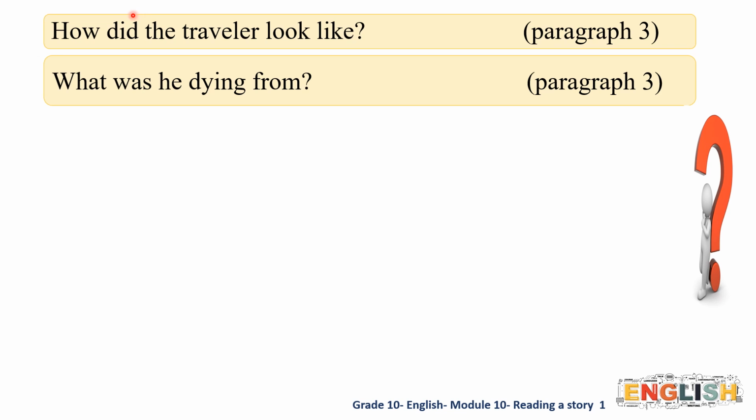In this slide, there are two questions, and their answers are in paragraph 3. The first one, how did the traveler look like? How did the writer describe the traveler? The second question, what was he dying from? He was dying from two things. Can you mention them from the text? Go back to paragraph 3 and find out.